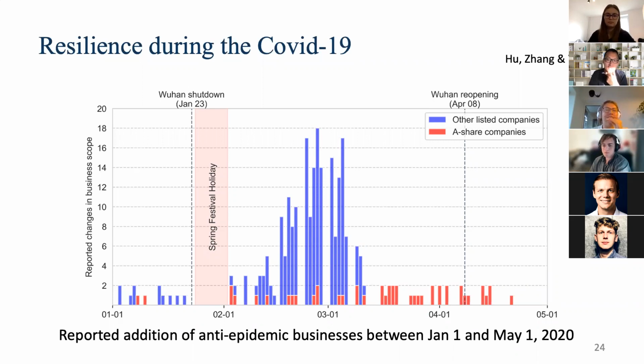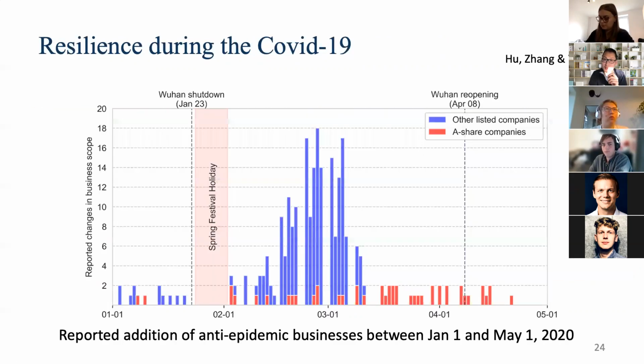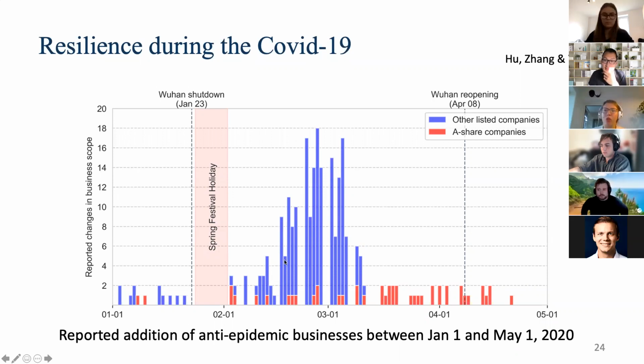So here, following what we discussed, a lot of the companies actually changed their business scope during the COVID. They started to produce anti-epidemic products like face masks or hand sanitizer. So here is the reported addition of anti-epidemic businesses between January the 1st and the 1st of May. Right? So the red ones are the companies that we are considering in this paper.